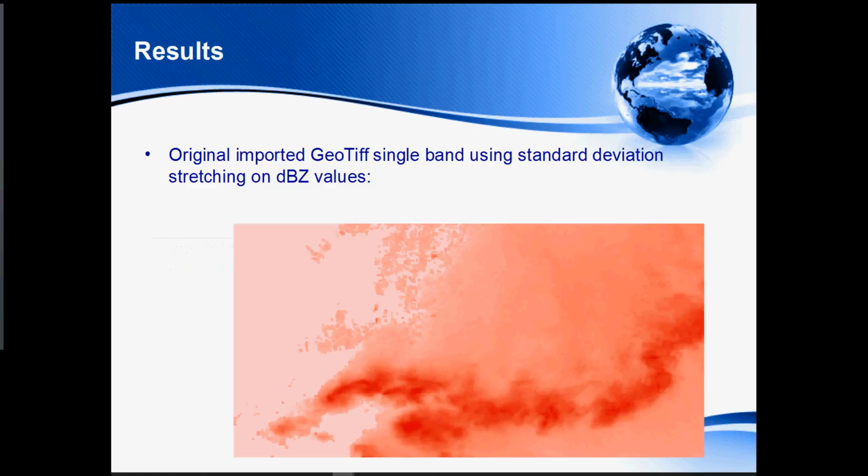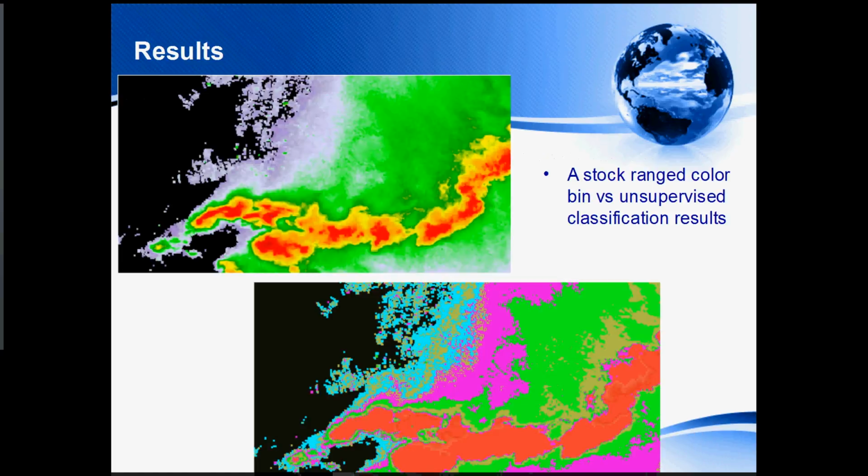First, we look simply at the original clip data. Here we show a storm area with simple standard deviation stretching on the dBz values. This is pretty much just the original data for reference. We can see there isn't much detail, especially in the lesser storm areas. The second image we look at is the values with the red, green, blue bands chosen from the stock color key. This is what we typically use when you see an image like this on a television station. Finally, the third image is an example of running the Isocluster unsupervised classification on the original dBz data.